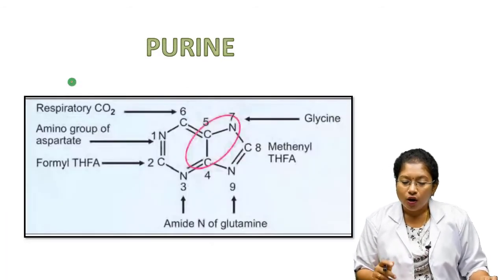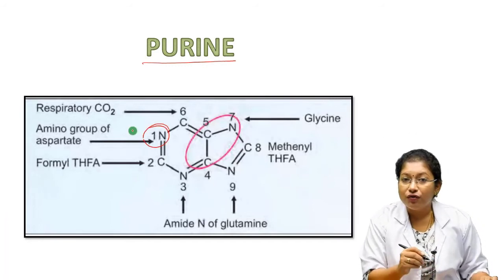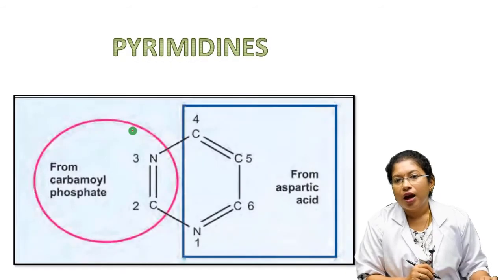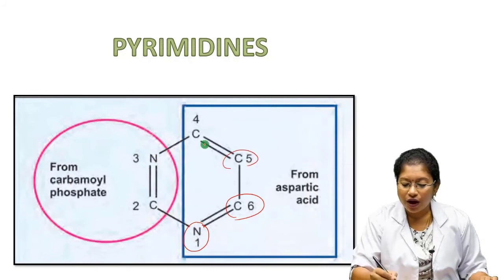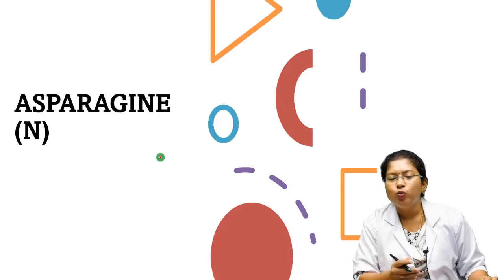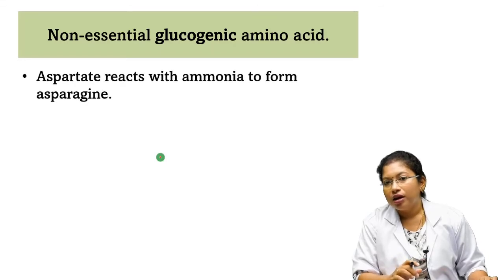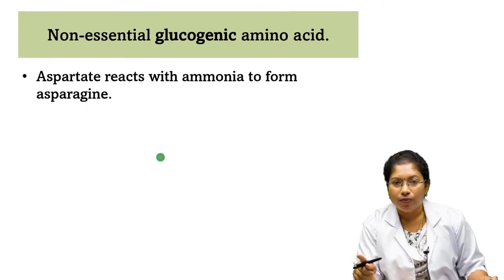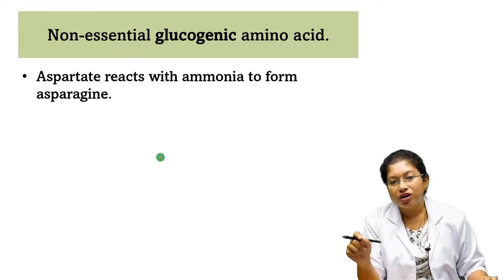Next, in the purine structure, the first nitrogen is given by your aspartate. And in the pyrimidines, your first nitrogen, 6th carbon, 5th and 4th carbon are given by your aspartic acid. Next, moving on to asparagine, the amide of aspartate, how it is formed. This is also a non-essential glucogenic amino acid. Aspartate reacts with ammonia, that you know. So aspartate, when it reacts with ammonia, is going to give asparagine.